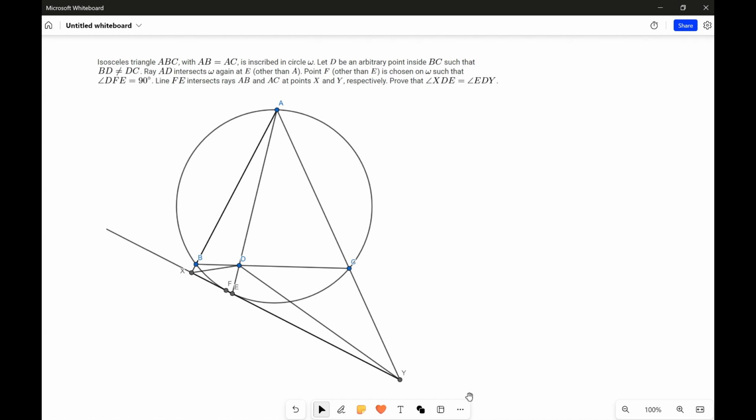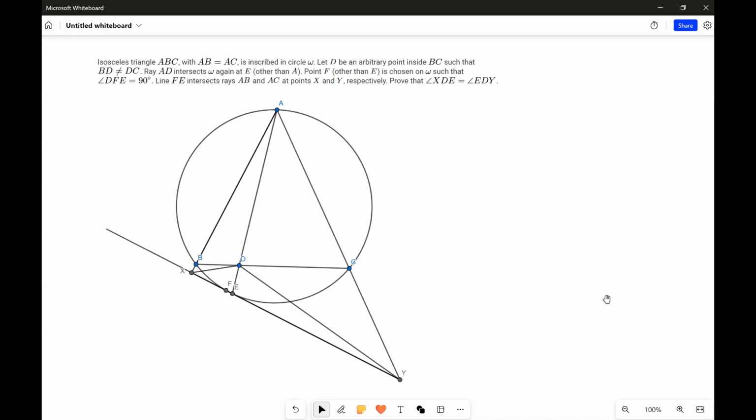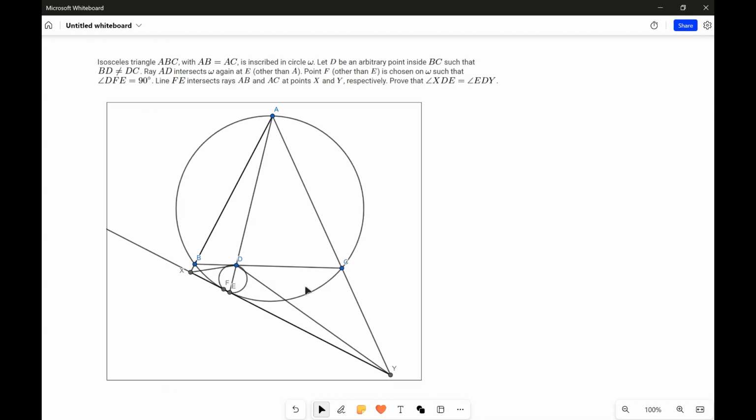So the first thing we notice is how do we construct point F in the first place? Well, we have these points D and E here, and the set of all points W such that angle DWE is 90 degrees is just a circle with diameter DE. So let's go ahead and draw that in. Now we have that drawn in, we can start working on the problem.